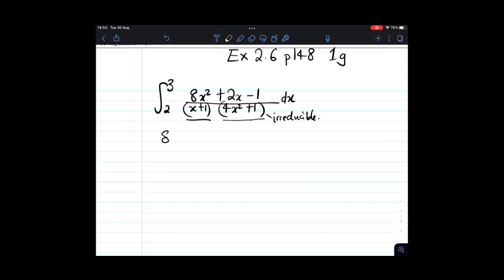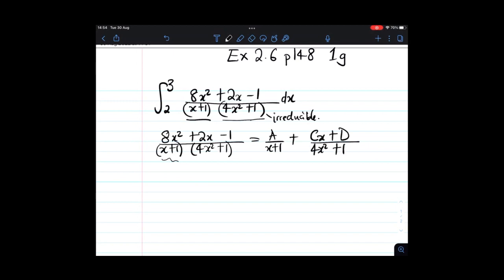And so therefore, using the rules that we have, we can say (8x squared plus 2x minus 1) over ((x plus 1)(4x squared plus 1)) should be equal to A over the linear factor x plus 1, plus (Cx plus D) over 4x squared plus 1. Here you can use whichever letters you want to use.